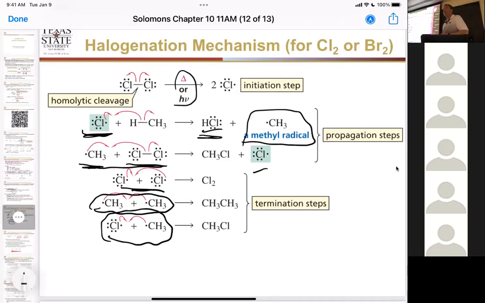Questions on the mechanism here? It always has three steps: initiation, propagation, which can be a number of different things, and hopefully they're generating the product that you're looking for, which in this case is a halogenated hydrocarbon. And then your termination steps, where all your radicals go away. But it doesn't necessarily mean it's the end of the reaction, because we can just go back and heat that back up and start it again. All right, questions?